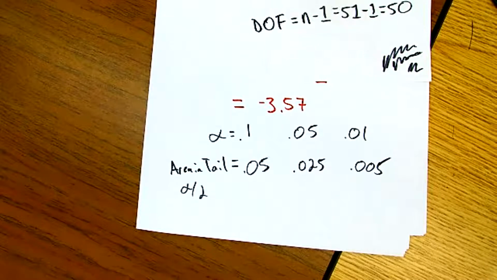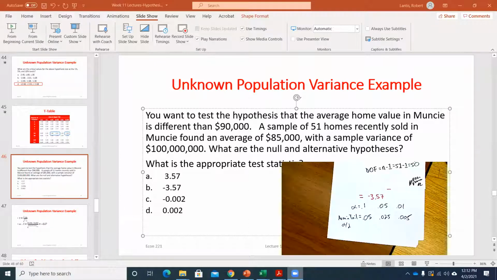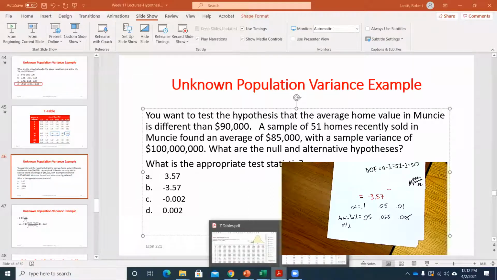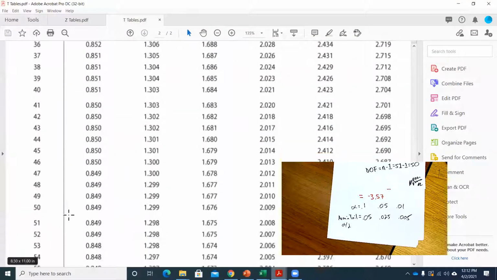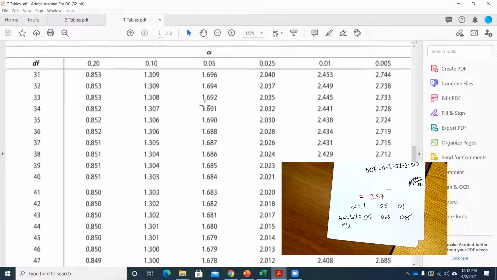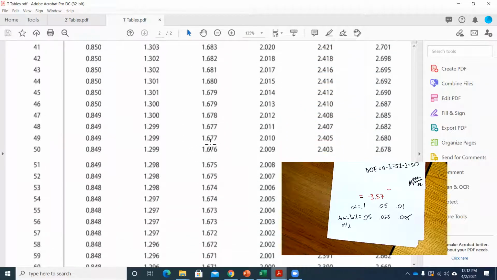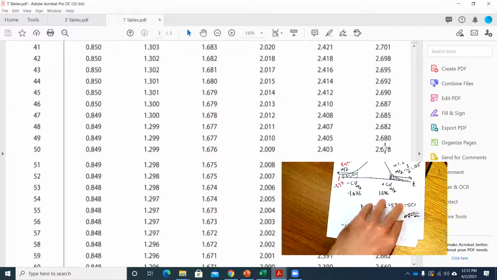So I could have actually done that all at once pretty quickly. So if I go to the student t table, notice if I'm at degrees of freedom 50, the areas I want in the tail are 0.05, 0.025, and 0.005. So I can use these 3 columns. At degrees of freedom of 50, those values would be 1.676, 2.009, and 2.678. So I could have gotten the 3 critical values pretty quickly.